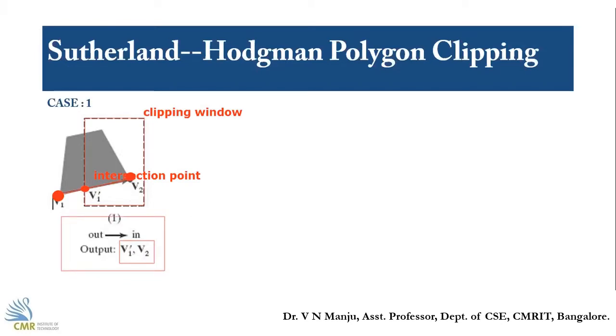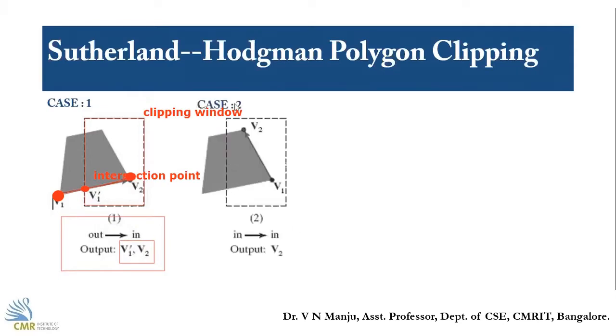The next case is here. You can see 2 vertices. This edge is present totally inside the clipping window. So you can say it is in to in, and I can write the output as V2. So in to in, we will just save only one vertex, the V2. Only V2 we will be saving.